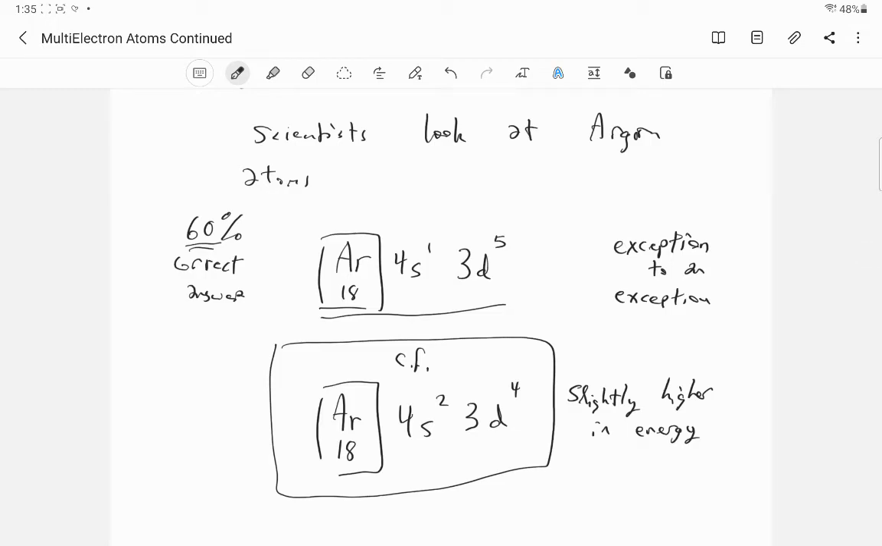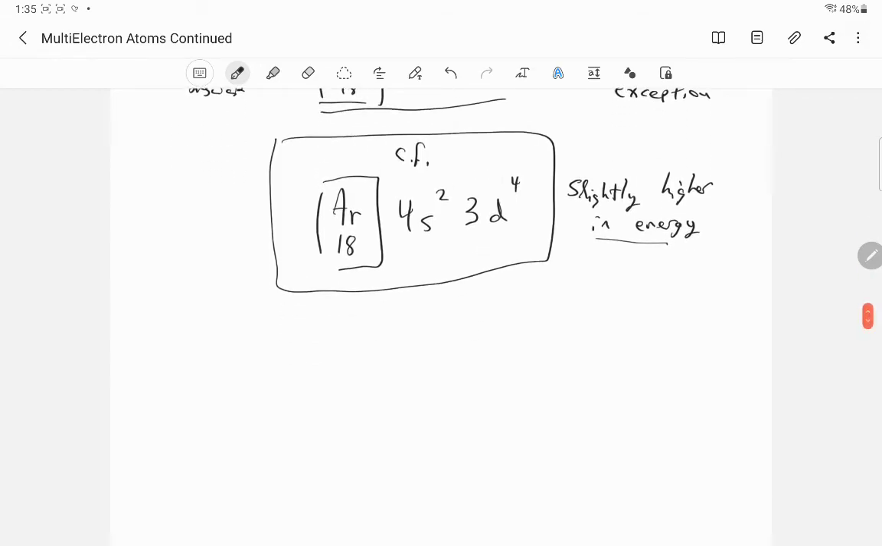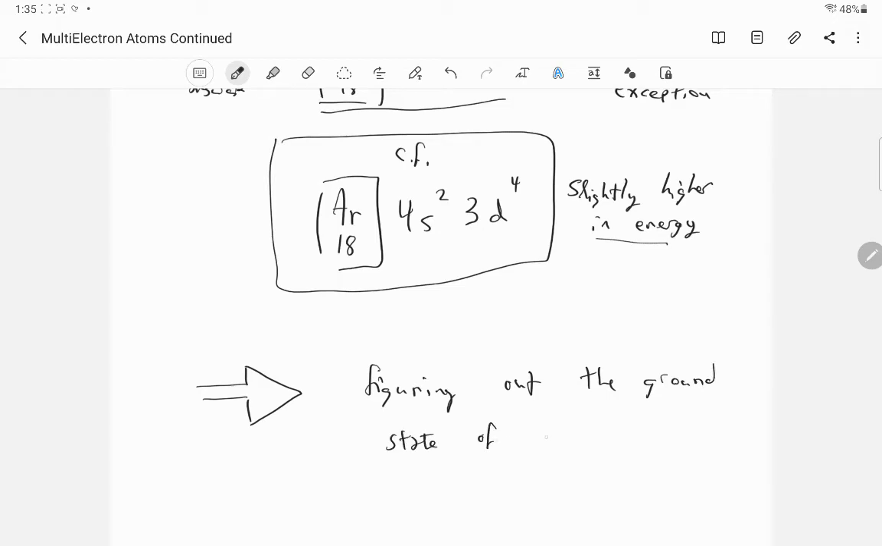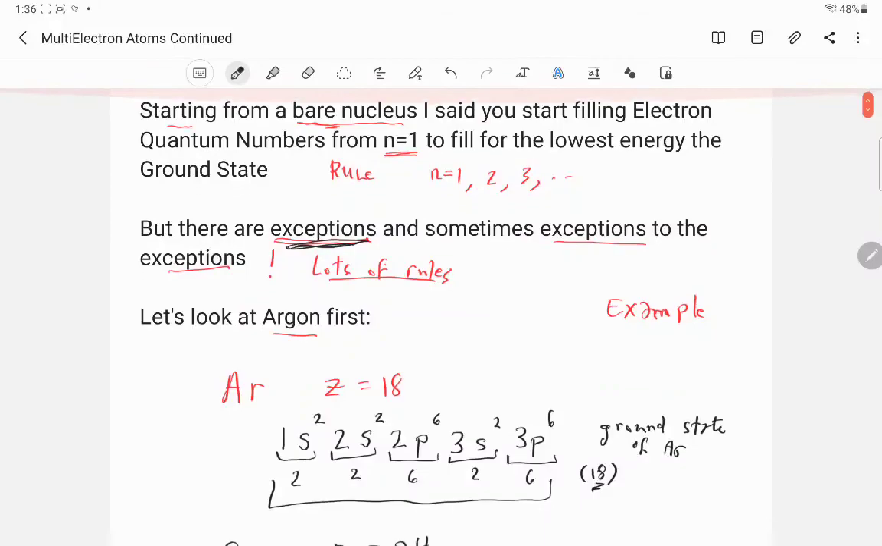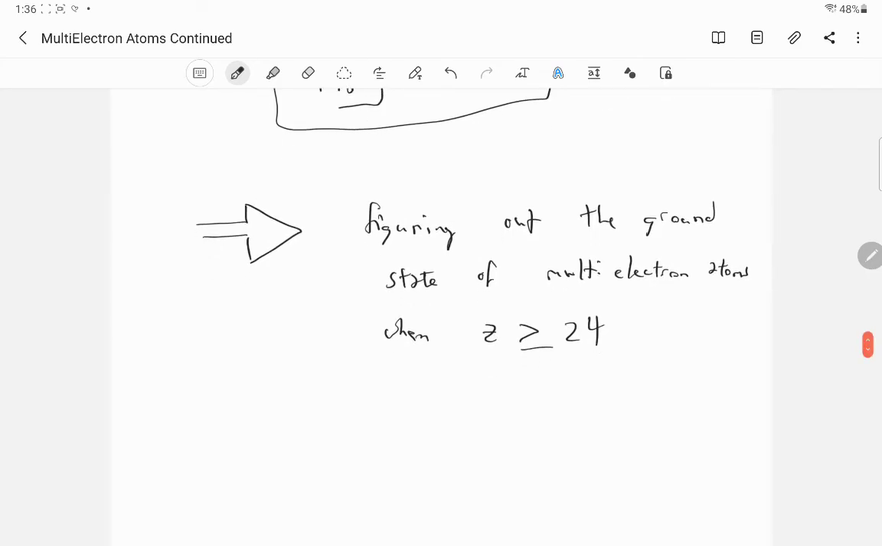I'm probably somewhat misusing some of the language, and I did not myself do any of the calculations to show that this version of a ground state is slightly higher in energy. But I've read this, and it's a pretty interesting exception to an exception. This is all to say, figuring out the ground state of multi-electron atoms when Z is some sort of bigger numbers, like going up into the 20s and even bigger, right? So let's say, since I started at chromium, let's look at proton numbers that are bigger than or equal to 24. Figuring out the ground state is something of an art.